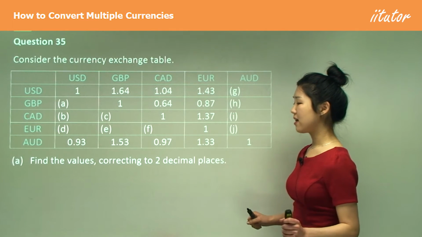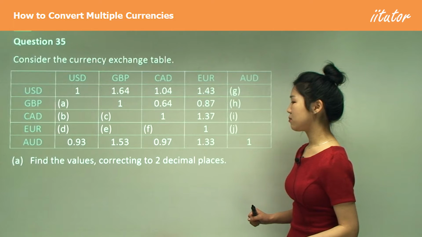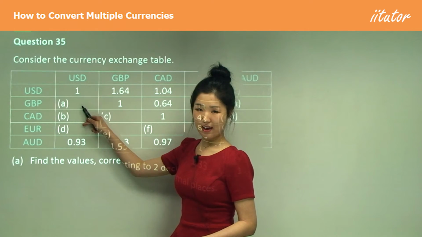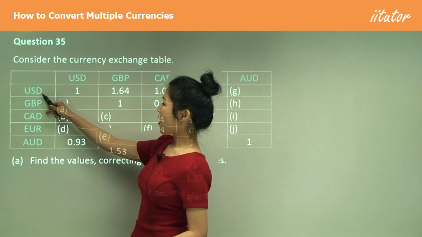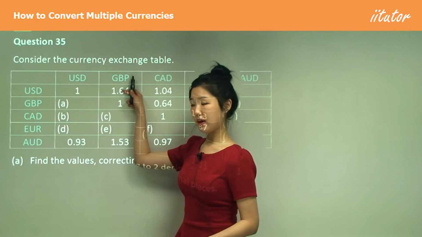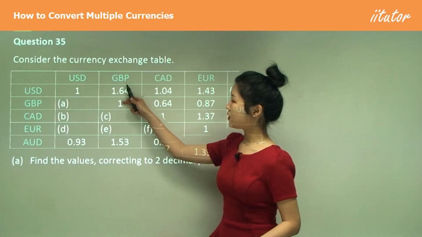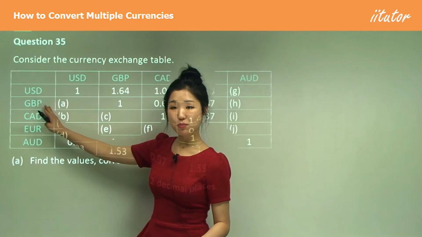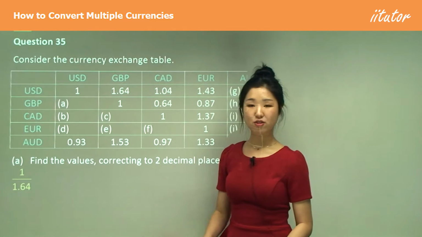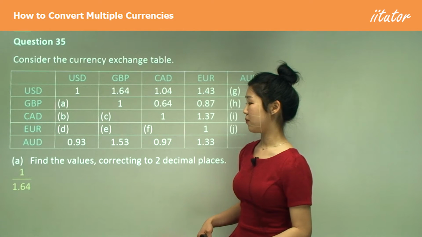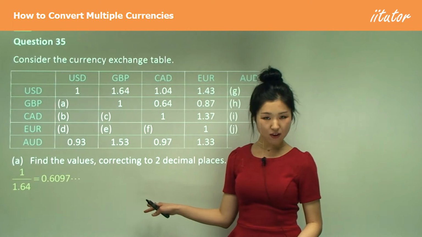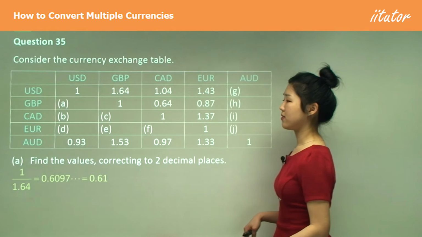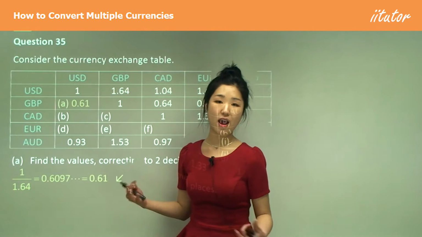So let's start with A. Find the values correcting to 2 decimal places, starting with A. We want to change GBP to USD. How are we going to do that? So we know how to change from USD to GBP. 1 USD is equal to 1.64 GBP. To get GBP to USD, it will simply be the other way around, 1 over 1.64, which is 0.something like that in your calculator, and just round it to 2dp, it will be 0.61. So that's what you plug in into your A.